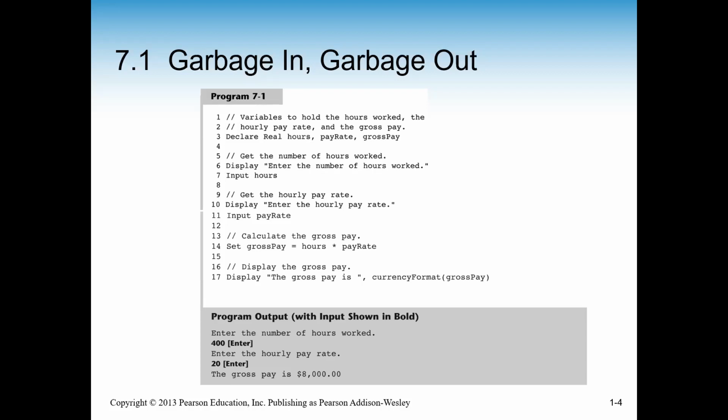And then you calculate the gross pay. That's just hours times pay rate, so you can see that here. And then finally, you maybe convert it to a specific format, with a $ sign and everything, and you get 20 times 400, which is 8,000. So you can see that there. That's all great and all.